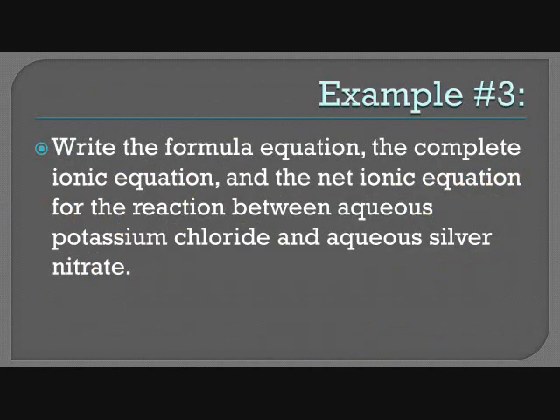Okay, so we want to write the formula equation, the complete ionic equation, and the net ionic equation for the reaction between aqueous potassium chloride and aqueous silver nitrate. I'm going to flip to the next page. Just to label them, I'm going to put M for molecular, C for complete, and N for net ionic. The M is just writing it normal, right? So we have potassium chloride, which will be KCl, aqueous, plus silver nitrate. If you forget, silver has a +1 charge, so that'll be AgNO3.